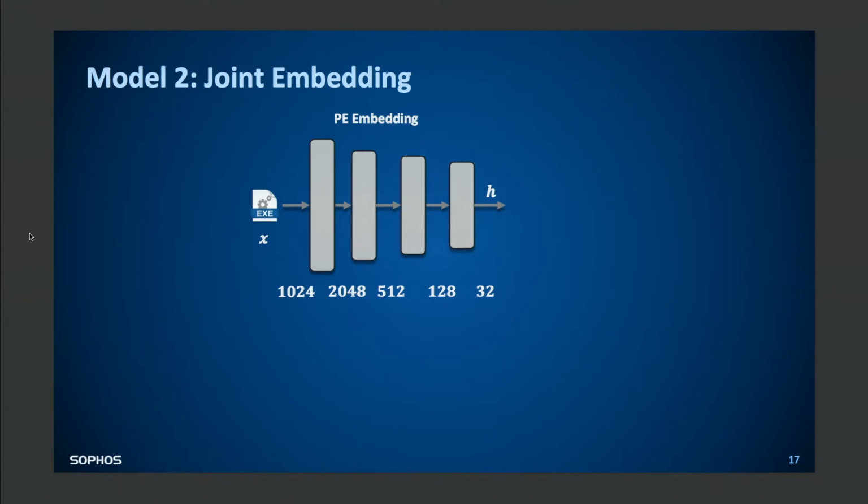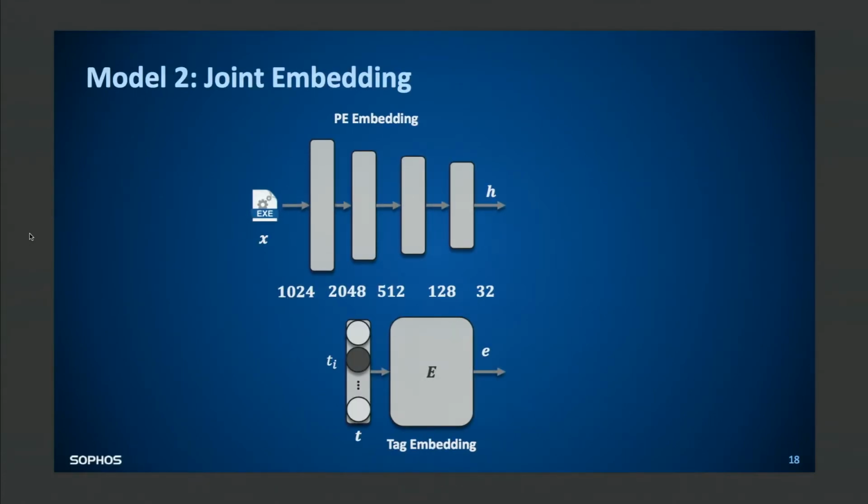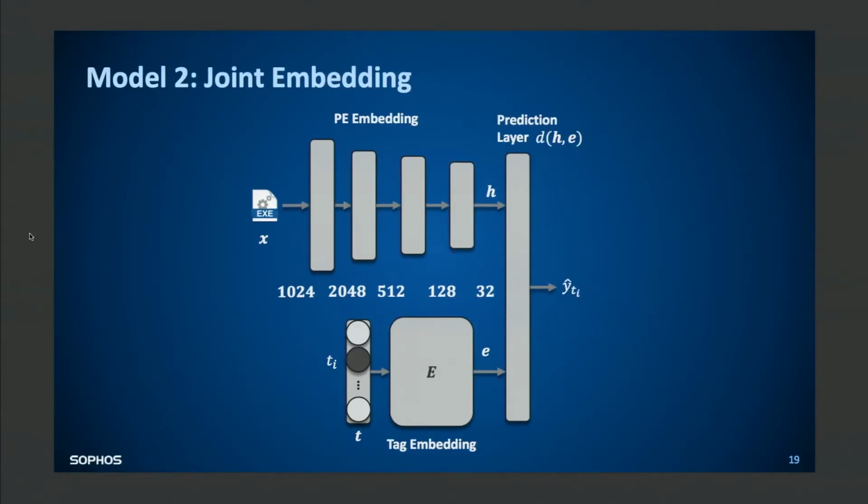And we have a second component, which is the tag embedding component. We also take each of the tags that we are trying to learn and run them through an embedding matrix and obtain a 32-dimensional representation of each of those tags. And then, since we have both executable files and tags in the same space, we can simply measure the distance between the embedding of the executable file, represented by H in the diagram, and the embedding representation of the tag, represented by E, and get a prediction depending on how close those are in the embedding space.